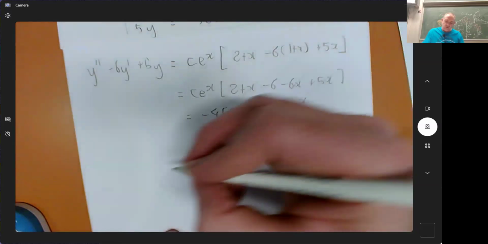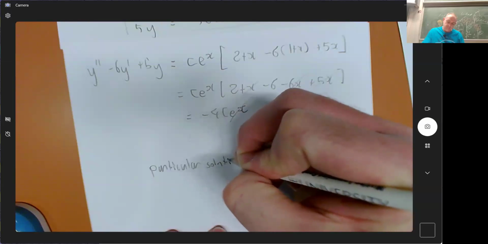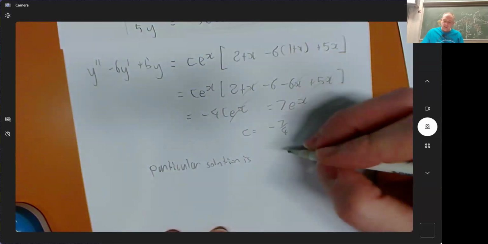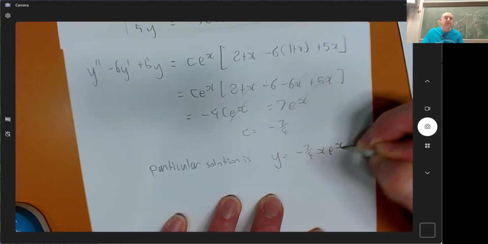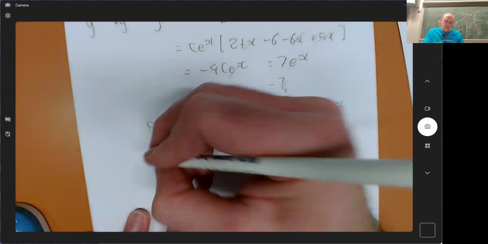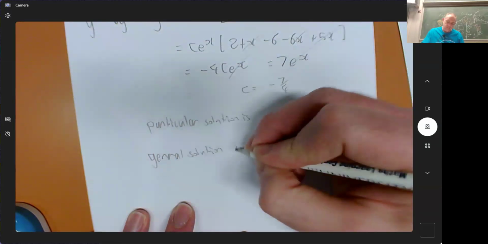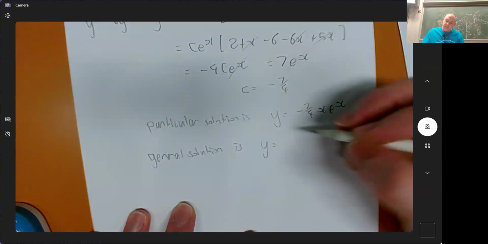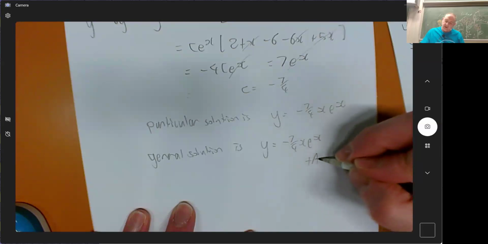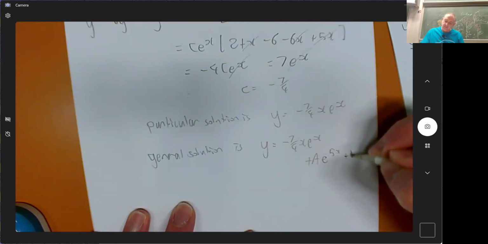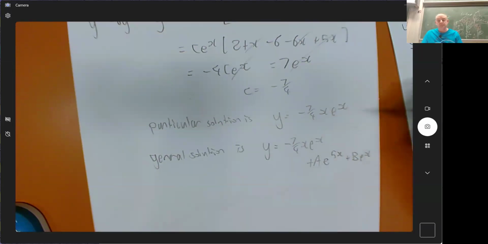And so the particular solution is y equals minus 7/4 x e to the x. And therefore the general solution is y equals minus 7/4 x e to the x plus a e to the 5x plus b e to the x, because that was the original homogeneous one.